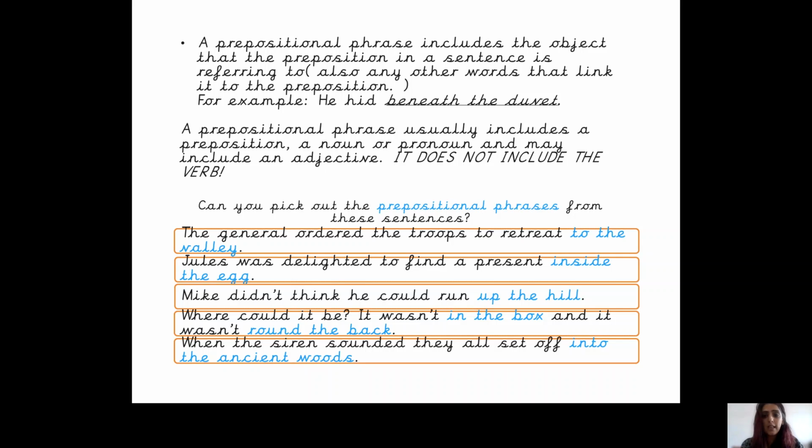Let's do this one. Jules was delighted to find a present inside the egg. Where was the prepositional phrase? That's right, it's inside the egg. Mike didn't think he could run up the hill. That's right, it's up the hill. Where could it be? It wasn't in the box and it wasn't round the back. Oh, this was a tricky one. Did you find them both? That's right, it's in the box and round the back. When the siren sounded, they all set off into the ancient woods. Where was it? You're right, into the ancient woods. If you got that, give yourselves a clap. Well done.